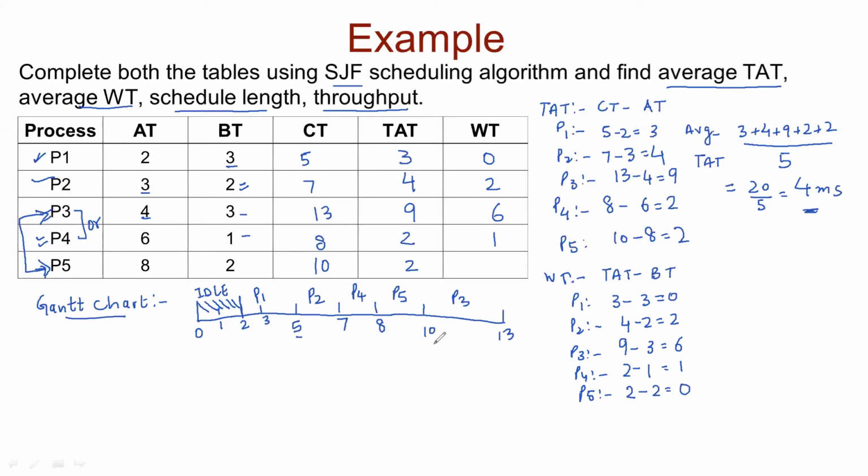You can also verify this time from here. See, P5 comes at time 8 and as soon as it arrives, it was allocated CPU because its burst time was less than that of P3. So it does not have to wait and we can also verify it. It is also 0. So let's find out quickly average waiting time. It is 0 plus 2 plus 6 plus 1 plus 0 divided by 5, which is equal to 9 by 5 milliseconds.